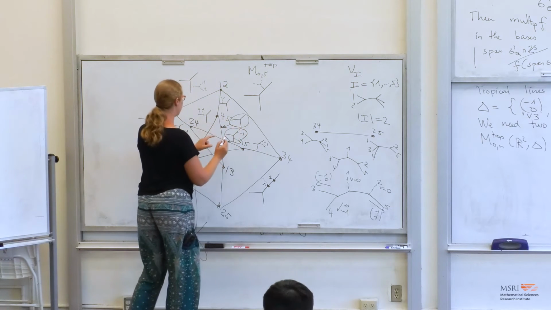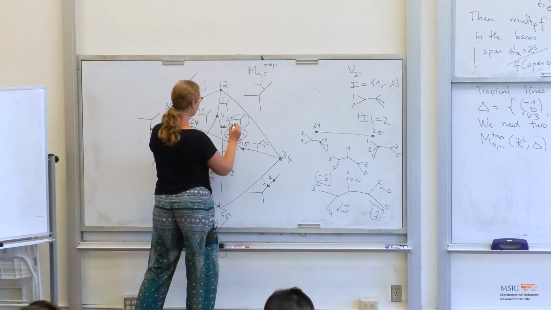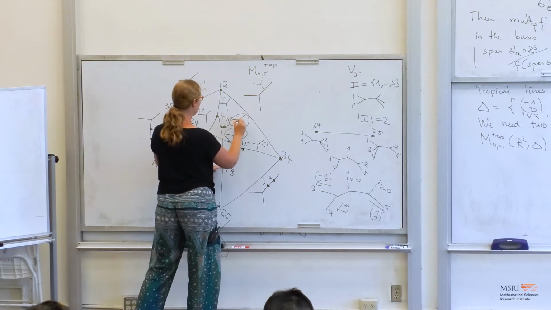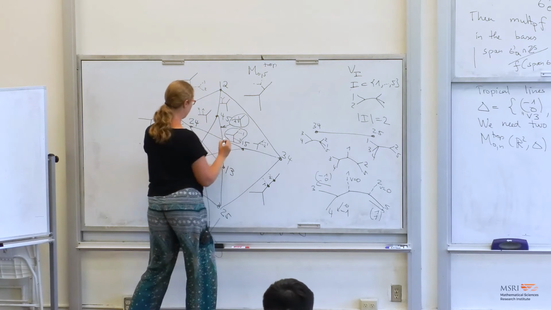Okay, so what is this guy? 4, 5, and 1, 3. So 1 sits on 3, 2 sits next to it. 1, 2, okay.